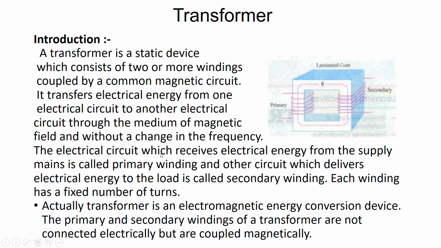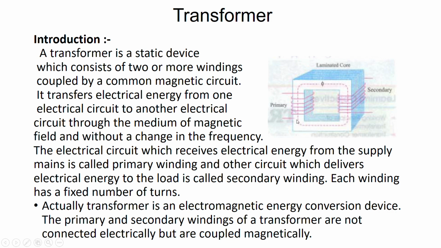The electrical circuit which receives electrical energy from the supply mains is called the primary winding, and the other circuit which delivers electrical energy to the load is called the secondary winding. Each winding has a fixed number of turns. So actually, a transformer is an electromagnetic energy conversion device. The primary and secondary windings of a transformer are not connected electrically but are coupled magnetically.